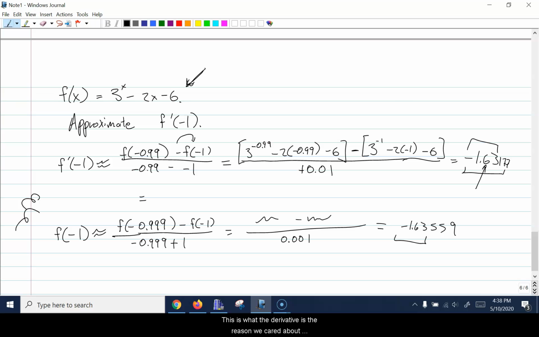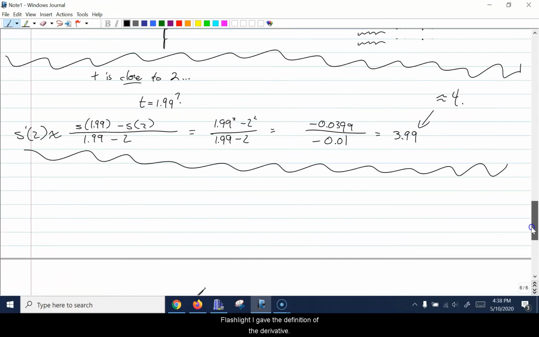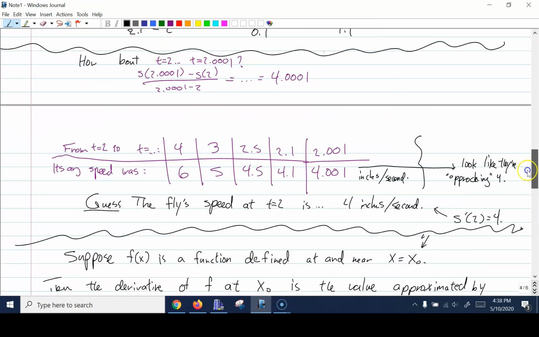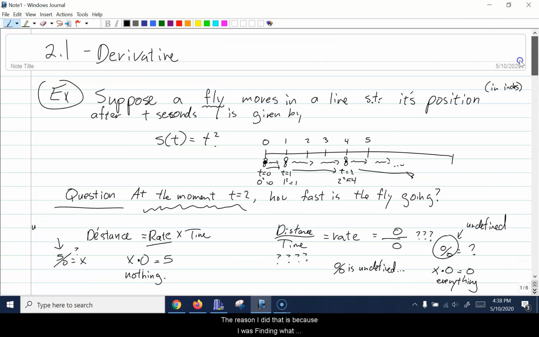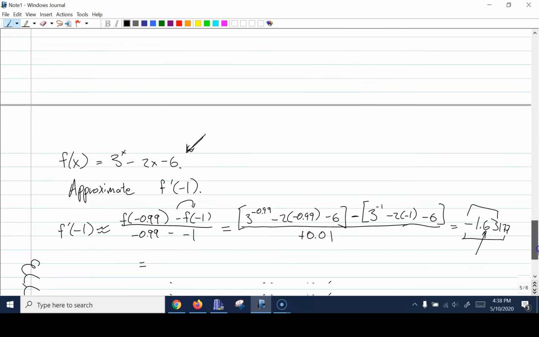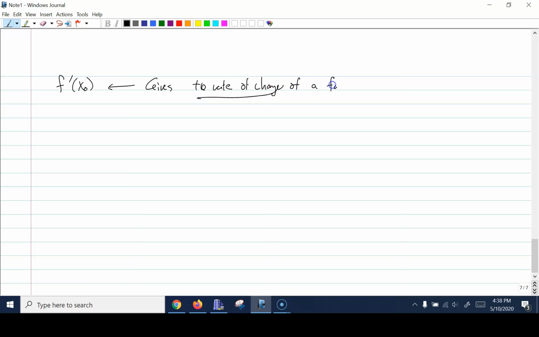This is what the derivative is. The reason we cared about the derivative: on the last slide I gave the definition of the derivative because I was finding the fly's speed at a moment. More generally, f prime at a point gives the rate of change of a function at a point.